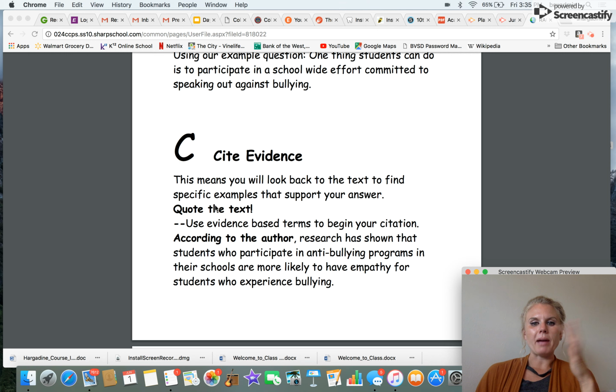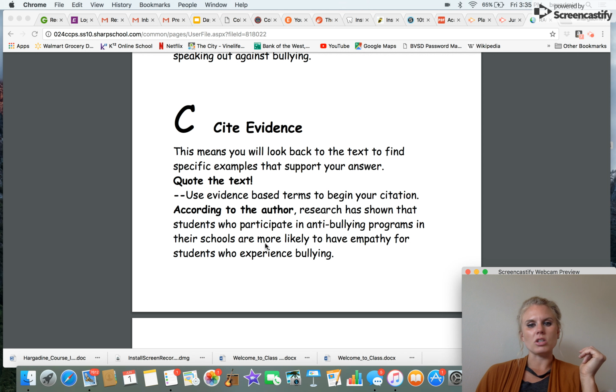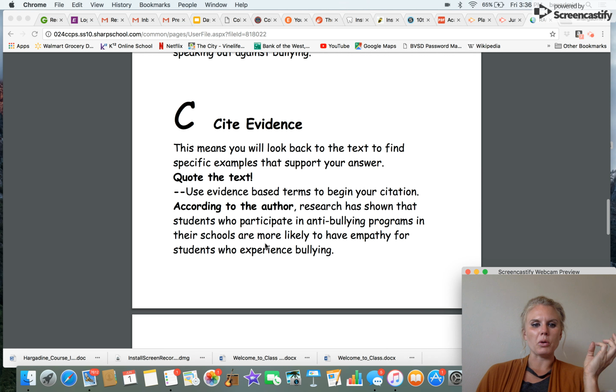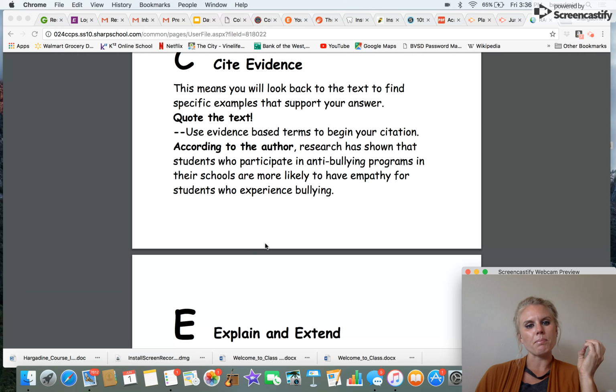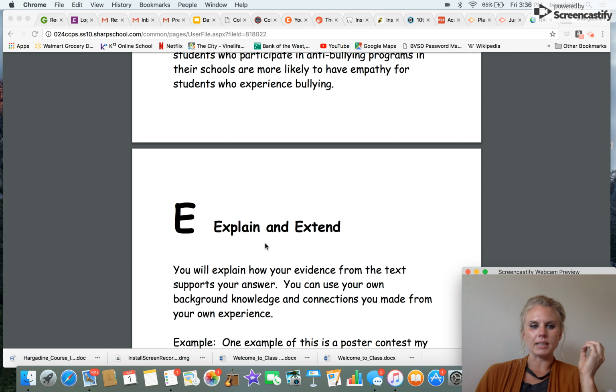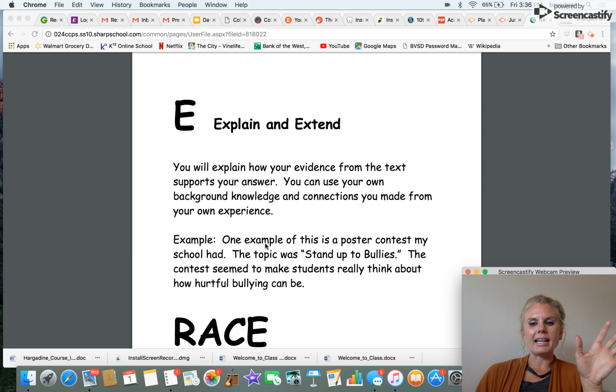This means you will look back to the text to find specific examples that support your answer. Use evidence-based terms to begin your citation. According to the author, research has shown that students who participate in anti-bullying programs in their schools are more likely to have empathy for students who experience bullying. And then you will explain how that supports your topic sentence.